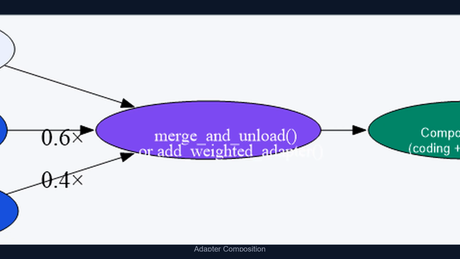merge_and_unload bakes the weighted combination directly into the model weights. Fast inference, no runtime overhead, but the composition is fixed. add_weighted_adapter keeps the adapters separate and applies the weighting dynamically. The practical value here is modularity. Train specialized adapters once, then remix them for different deployment scenarios without retraining from scratch.